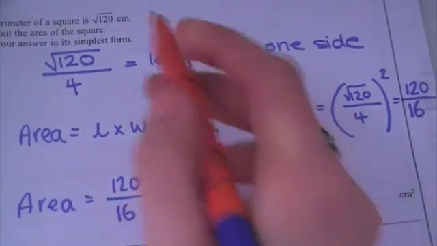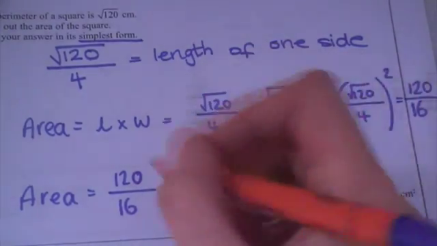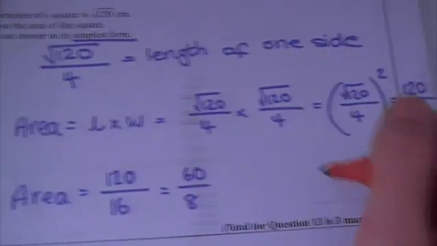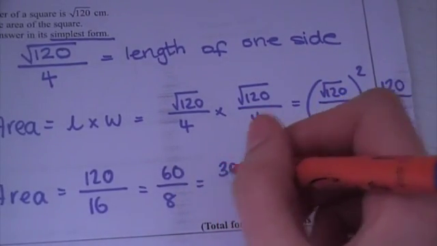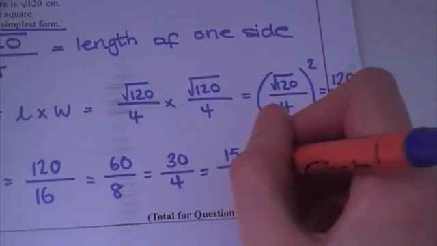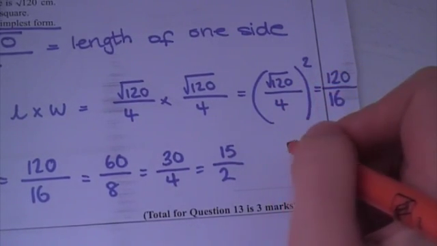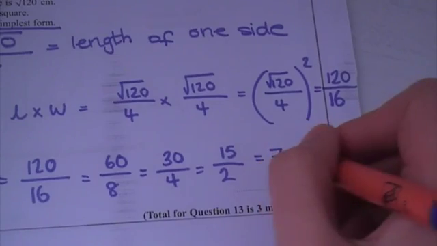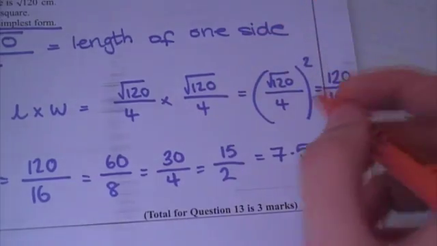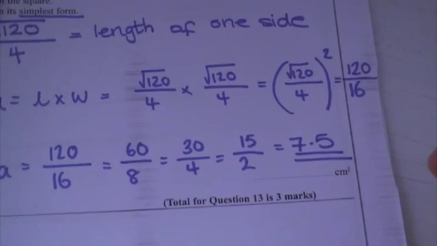Now I want it in its simplest form. So I would divide both of those. If you can't spot it straight away, I'd divide both of those by 2. So we've got 60 over 8. Divide by 2 again. 30 over 4. We could divide by 2 again. 15 over 2, or 15 divided by 2, which would give me 7.5. So all we've done is simplified from 120 over 16, and we've got 7.5. And that is our answer.